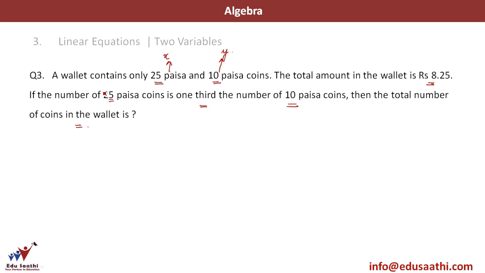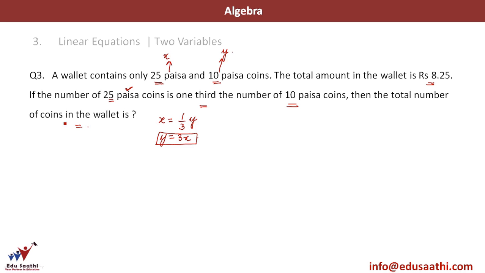Right? And it is saying the number of 25 paisa coins, so that means x is 1/3 the number of 10 paisa coins. So number of 10 paisa coins, this is 1/3. So the value of y would be 3x.